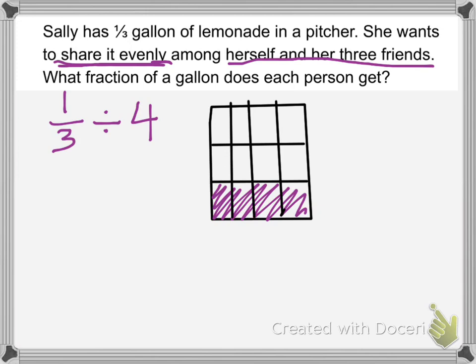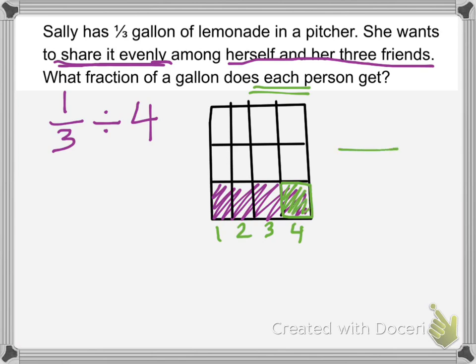So now look at our purple section, our shaded section. Our 1/3 has now been split up, let's use a different color, into the 4 different groups that I can see here down below. Well, now I want to figure out what just one of those groups are, because that tells me how much each person gets. Each person is only getting one of these smaller squares. Well, how much is that amount?